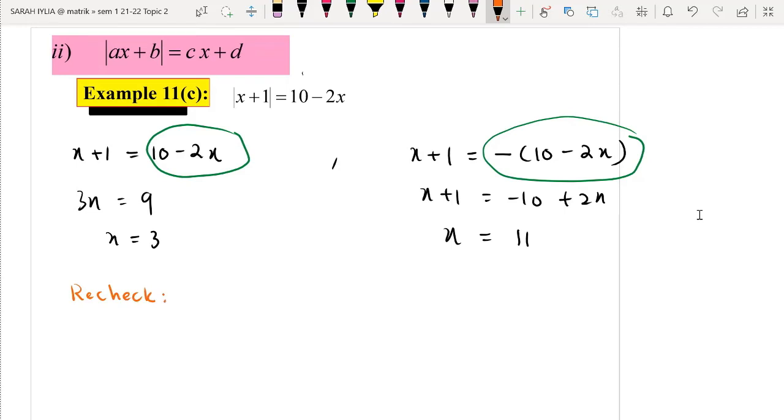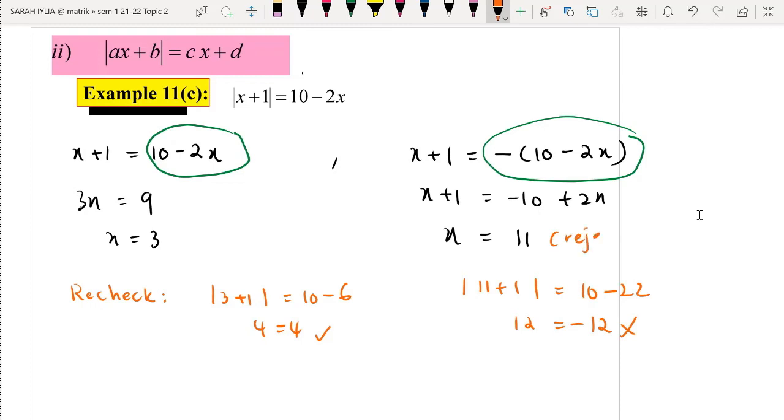Check jawapan. Okay, so untuk first case, kita masukkan 3. So, 3 plus 1 equal to 10 minus 6. So, kita akan dapat 4 equal to 4. Okay, accept. And then second case, kita akan dapat 11 plus 1 equal to 10 minus 22. So, dia tak sama. In this case, x equal to 11 will be rejected.